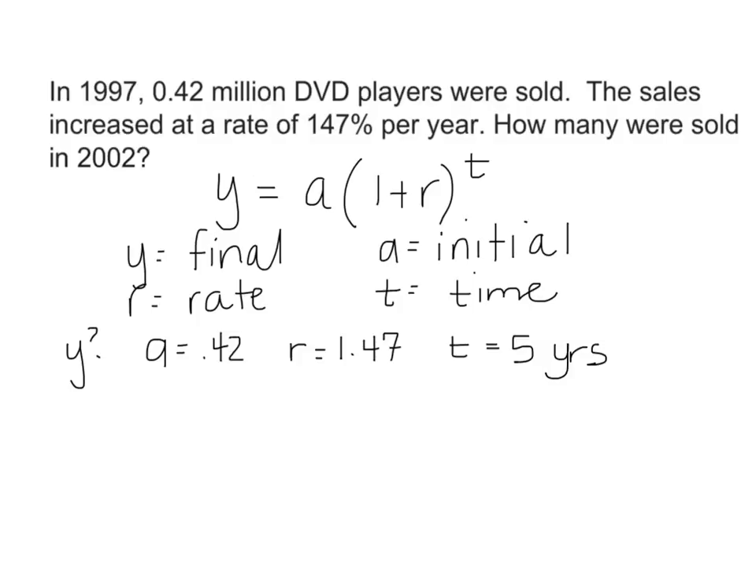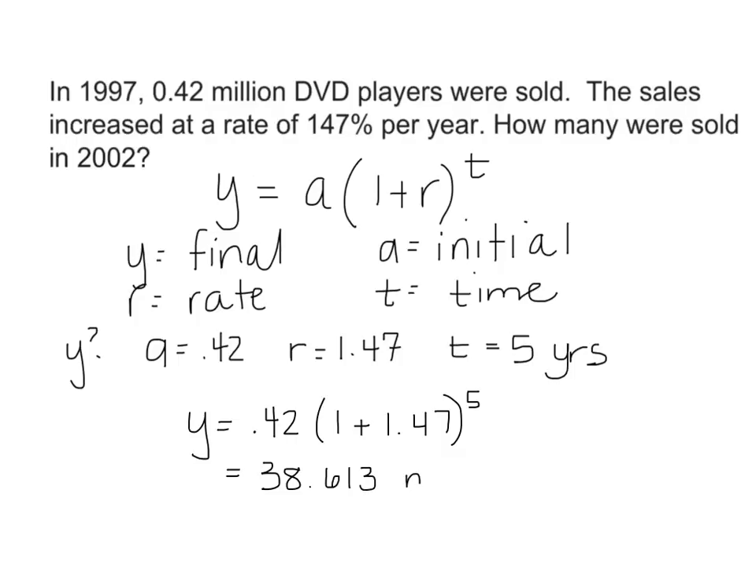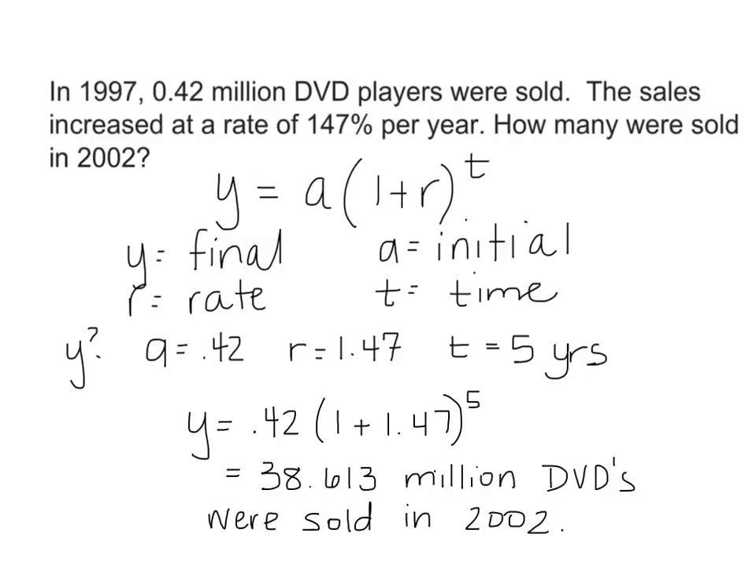I'm going to plug everything into the formula, so y equals a times 1 plus r to the t, and I will get 38.613 million DVDs were sold in 2002. Remember, we are going to be answering word problems in complete sentences.